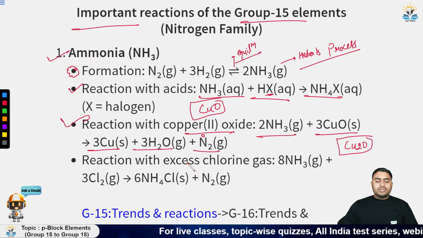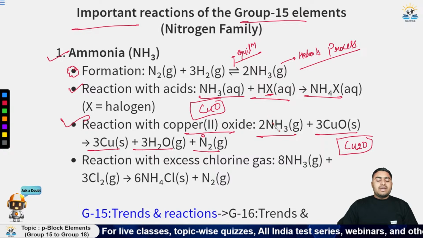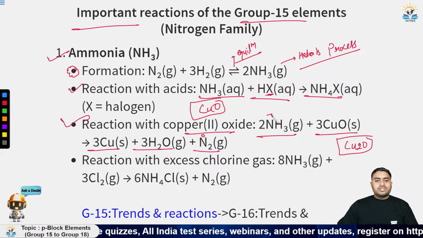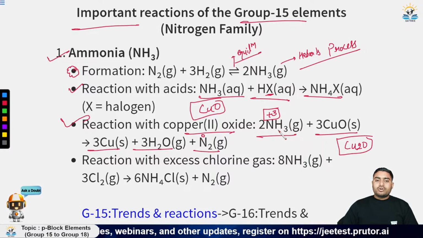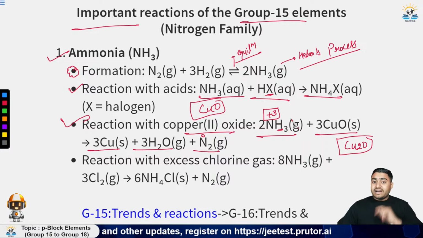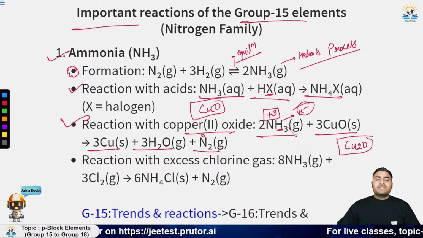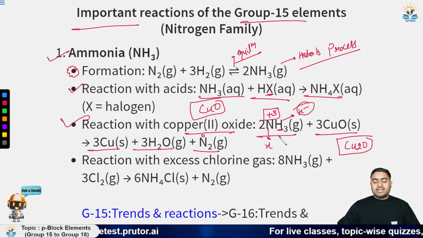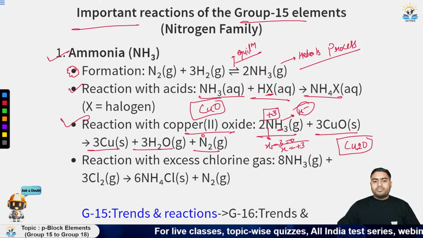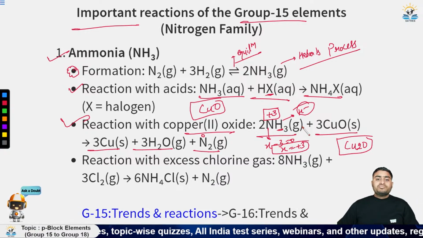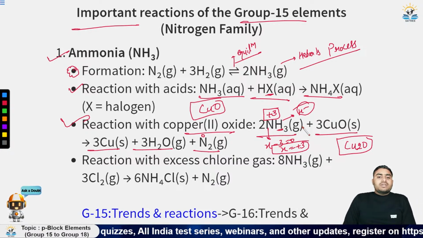So you can see the nitrogen oxidation state is 0 here, and here the nitrogen oxidation state is what? Tell me. Here the nitrogen oxidation state is minus 3, because hydrogen is present as hydride. That means hydrogen is present as H negative. So the nitrogen oxidation state will be X, and you can consider X minus 3 equal to 0. X comes out to be plus 3. So plus 3 to 0 means reduction, right?